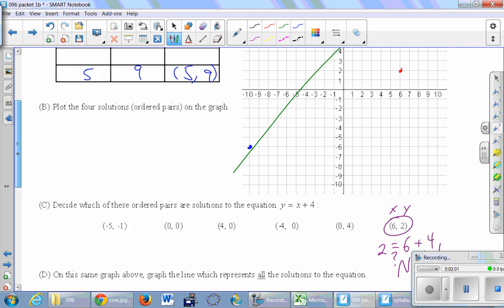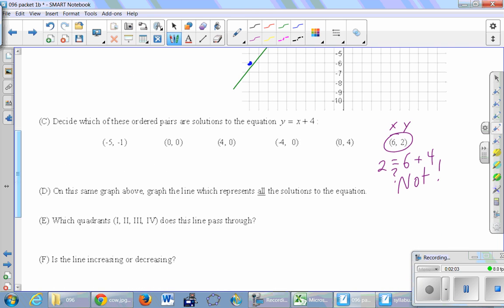Okay, running through just to get the answers up here, (negative 5, negative 1), did that work or no? Yeah, that one worked. How about (0, 0)? Nope. (4, 0)? No. We got to plug in the right order. X is the 4. So this one is a no. (Negative 4, 0)? That one's okay. (0, 4)? That one's okay. And (6, 2) we've already decided is a no. Okay, we'll graph the entire line.